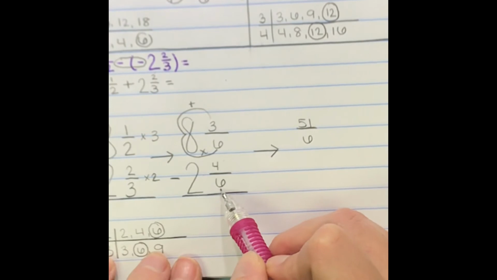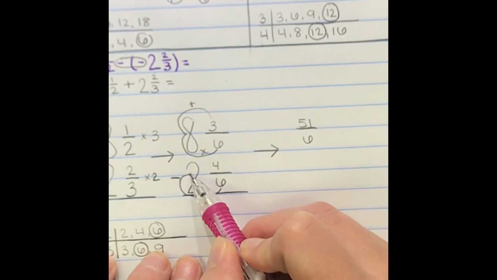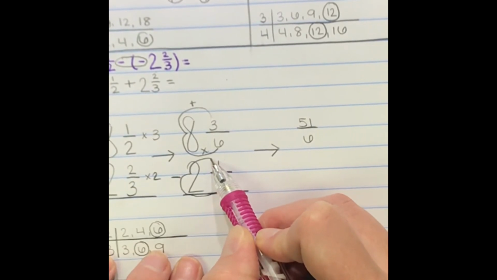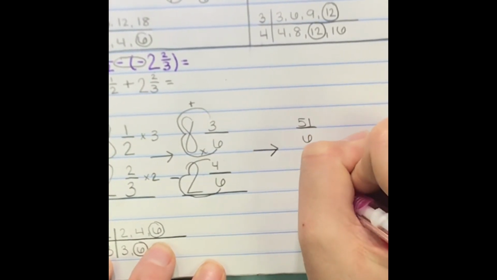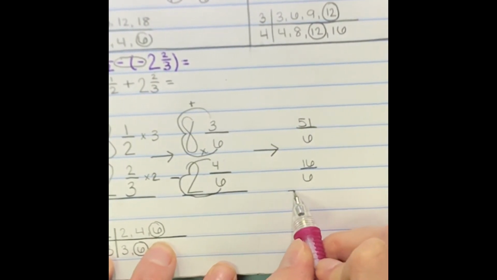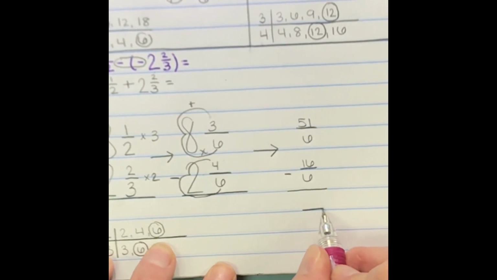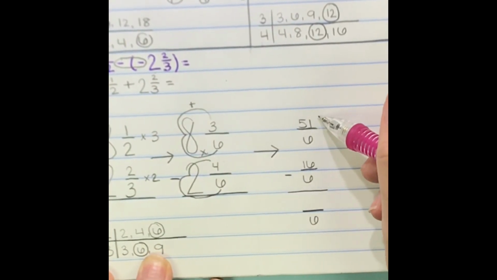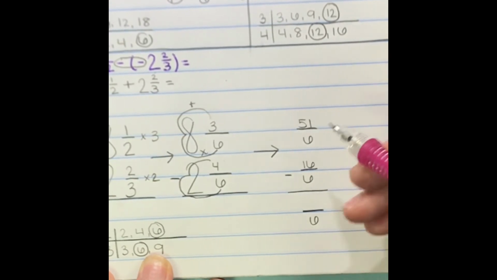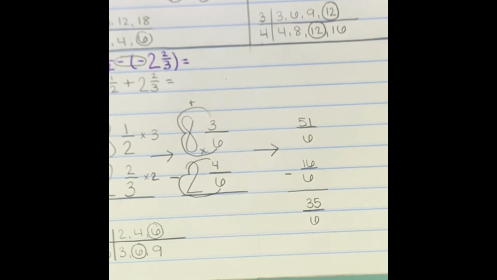Okay, now let's do this one. 6 times 2 is 12. 12 plus 4 is 16. The denominator stays the same. Now I can subtract. Your denominator is going to stay the same. 51 minus 16 is 35. Okay, so now we were able to subtract.